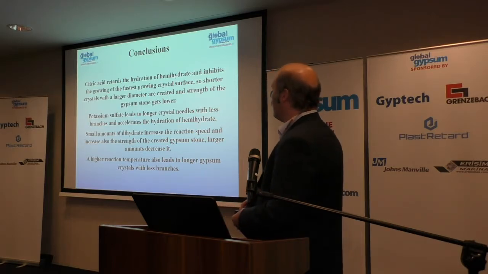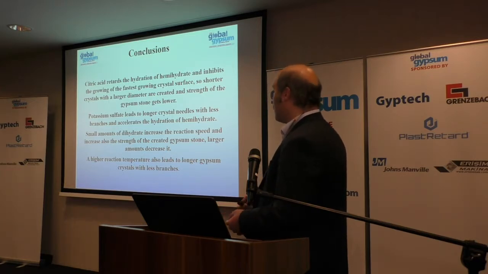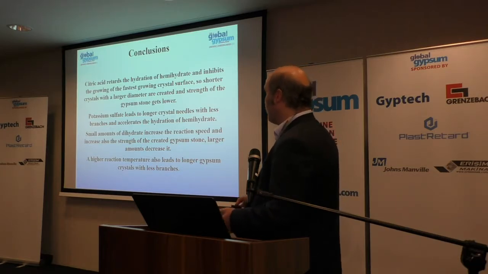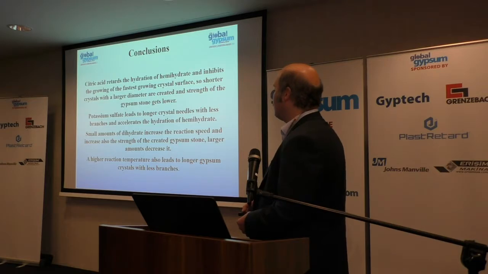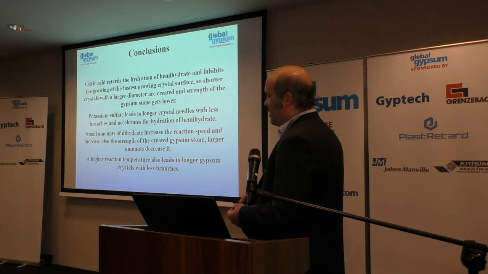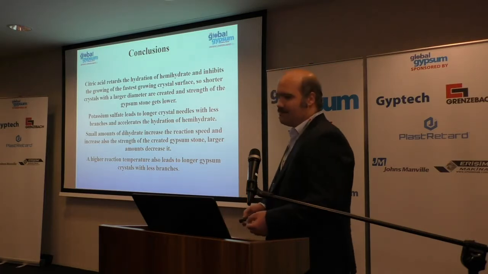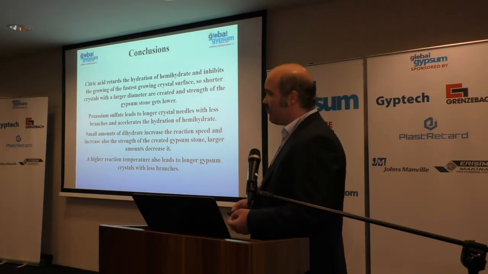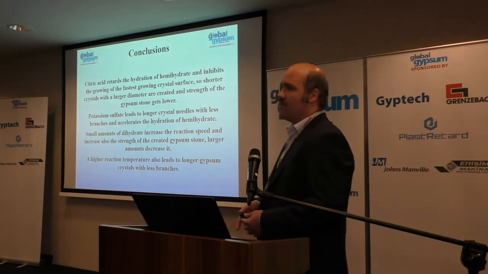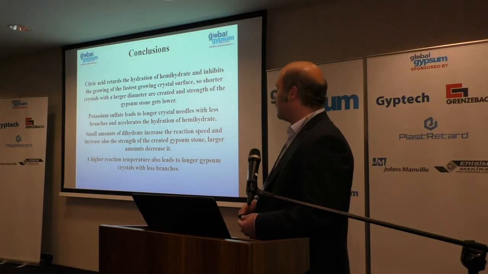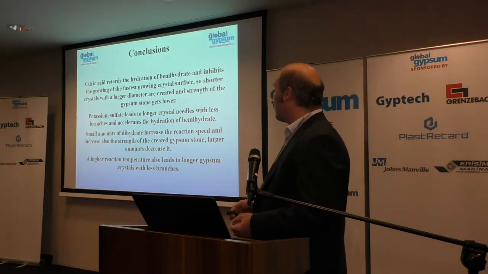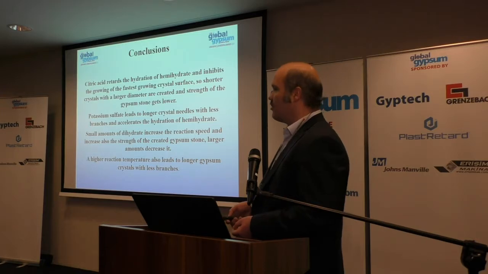The strength of gypsum stone gets lower with citric acid a little. Potassium sulfate leads to longer crystal needles, as a higher temperature does, and you have fewer branches, and the reaction is accelerated. Small amounts of dihydrate also increase the hydration speed, and small amounts really increase the strength of the material. And larger amounts of dihydrate are decreasing the strength of the material, unfortunately. And a high reaction temperature also leads to longer gypsum crystals with fewer branches.